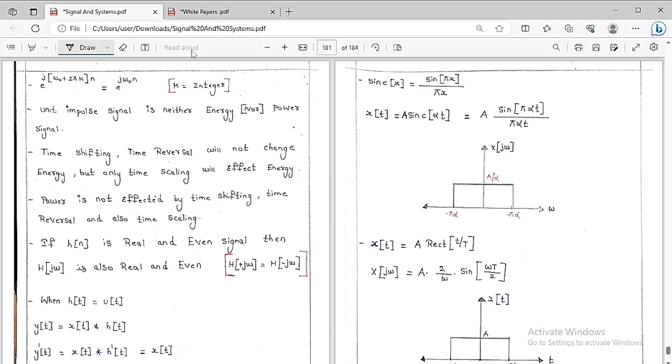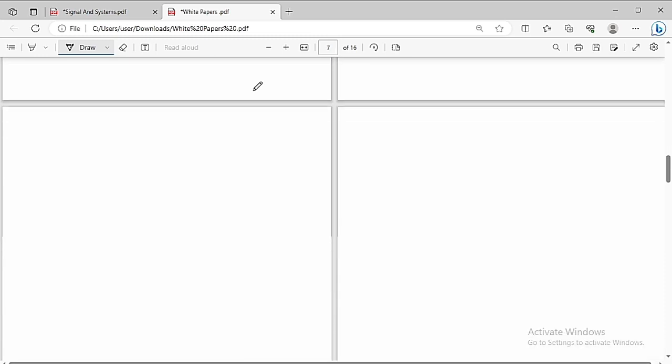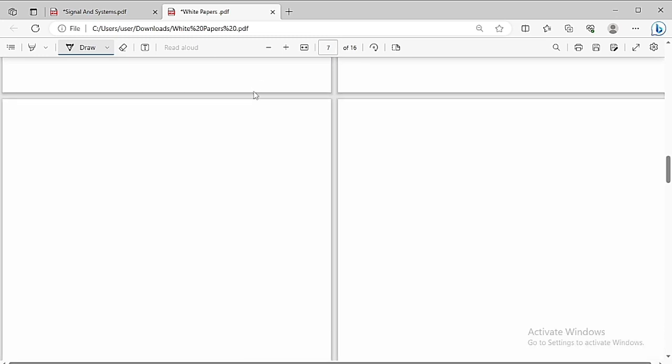I have already told you. What's the meaning of energy signal? Energy signal means energy is finite and power is equal to 0. Sorry. And a power signal means energy is equal to infinity and the power is finite.